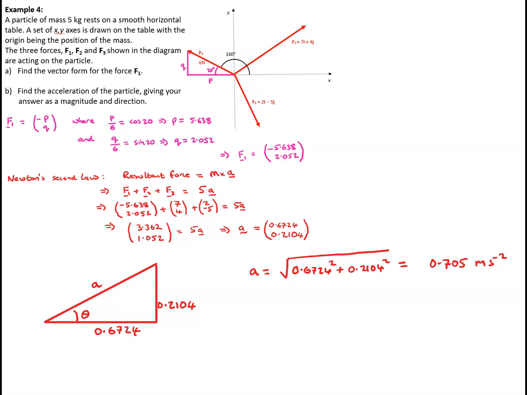And we can get the angle by saying tan theta must be 0.2104 divided by 0.6724. So that's giving me an angle of 17.4 degrees. So the acceleration has magnitude 0.705 meters per second squared, and the direction of the acceleration makes an angle of 17.4 degrees in an anti-clockwise direction from the positive x-axis.